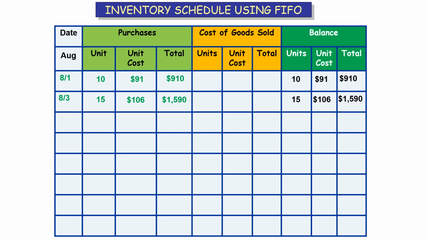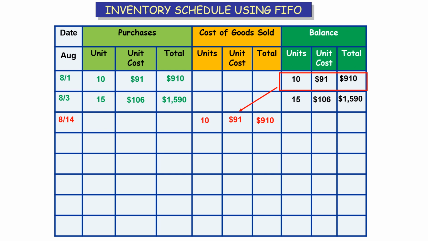Now the next date that we have is August 14, and that's when we sold some units. Now we need to know what is the cost of those items we sold. So we sold 20 of those items. Now, according to FIFO, whatever we bought first, we are going to consider them to be sold first. So since we sold 20 and our first purchase is 10 units, we are going to take all of those 10 units and consider them to be cost of goods sold.